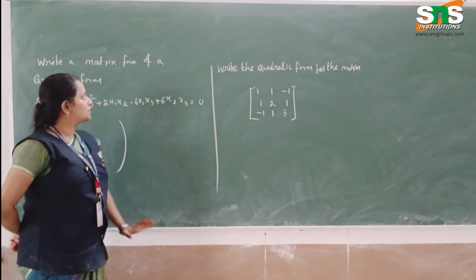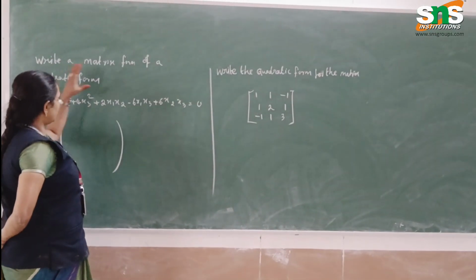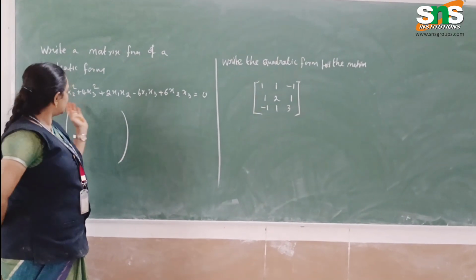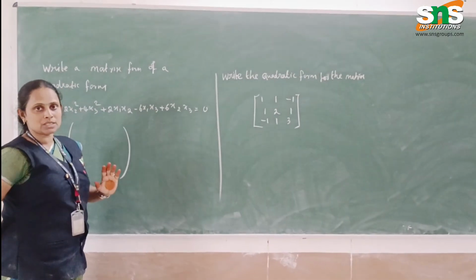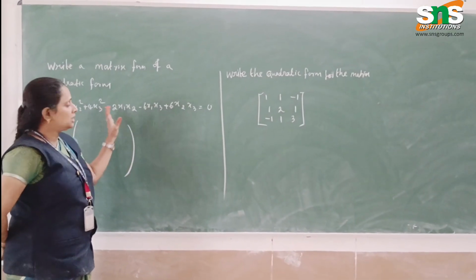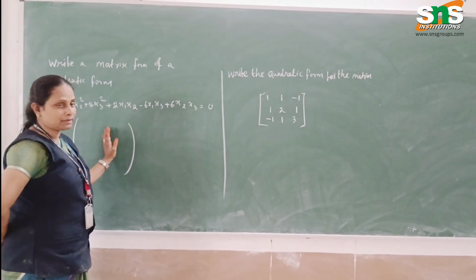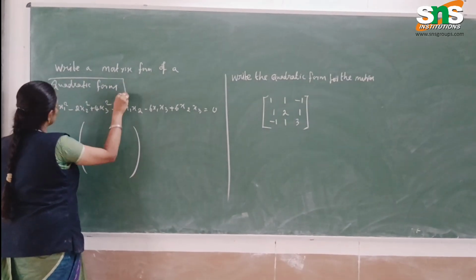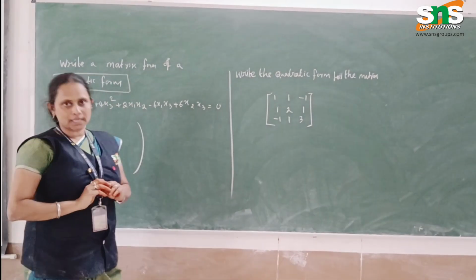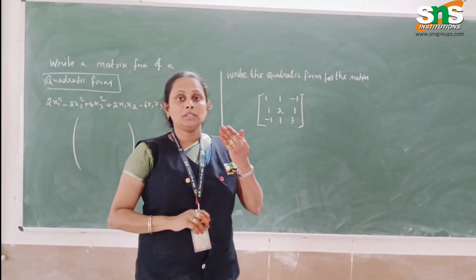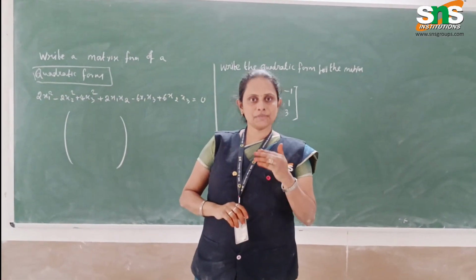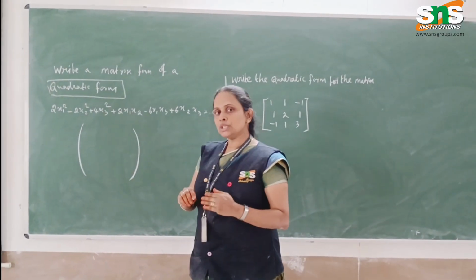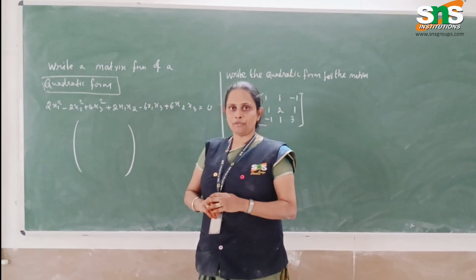Today we are going to see the matrix form for a quadratic form. If an equation is given, we have to convert the equation into a matrix. First, we are going to see what a quadratic form is. A quadratic form is nothing but a homogeneous polynomial of second degree in any number of variables.